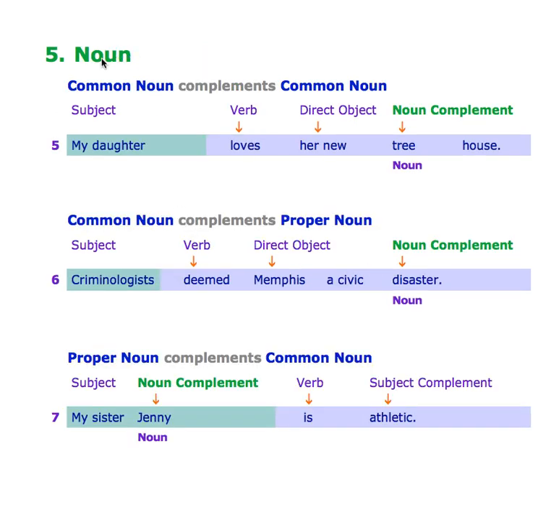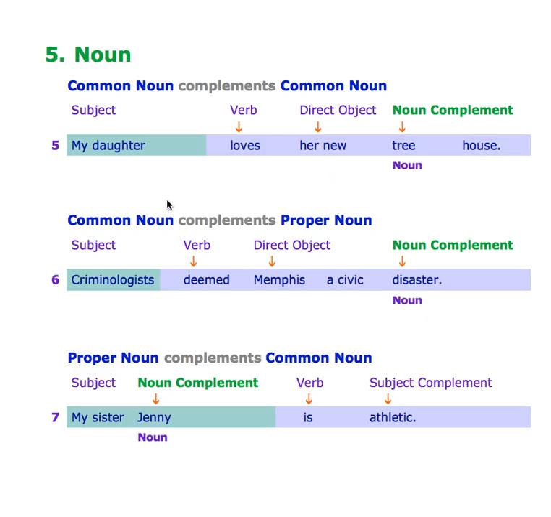Now the noun can be a noun complement. And you see that even though this is a base form, there are more than one application for this base form. So here we have the application that reads common noun complements common noun. So here in the predicate side of the sentence, we have the noun tree. And that is a noun complement because it's complementing the noun house. You see the noun tree complementing the noun house.